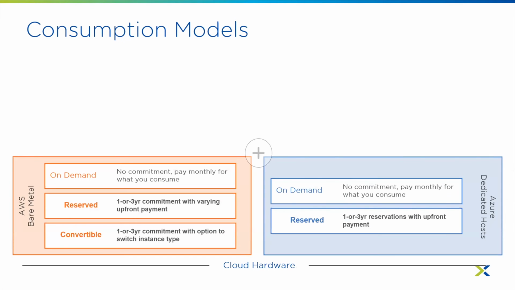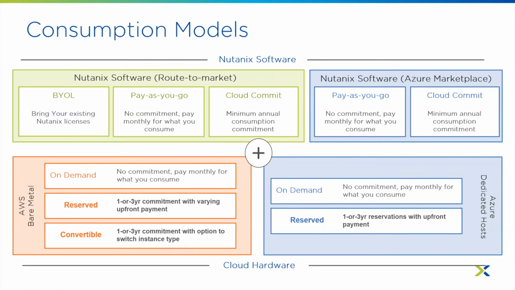Now we drill down a little more into AWS and Azure. So you have our software and the route to market, which is BYO, pay-as-you-go, Cloud Commit. We are also in the Azure Marketplace for pay-as-you-go and Cloud Commit. And then looking at the actual cloud consumption cost, you have the options of on-demand, reserved, and convertible for AWS. And for Azure, you have on-demand and reserved.